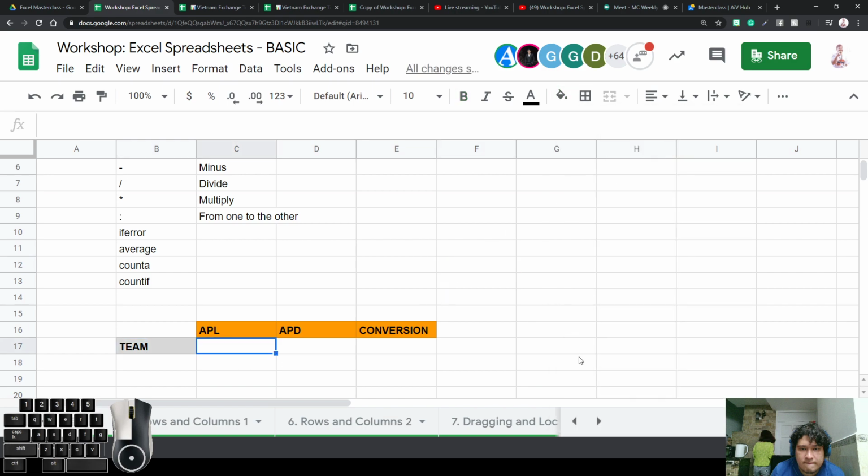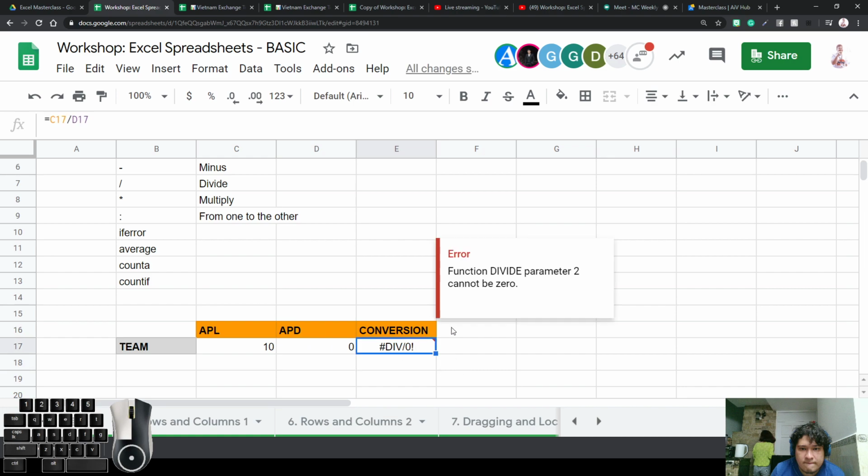So let's say your team is just starting the semester, so you have 10 applicants and you have 0 approvals. And then you're gonna make a conversion formula. Okay, I need to divide approvals for applicants. No, sorry, applicants for, oh wait, I'm breaking everything. Applicants for approvals. That's gonna show this beautiful thing, divided by error. Why can't I divide by 0? This always happens whenever you try to divide by 0.